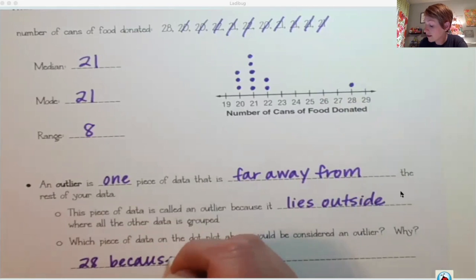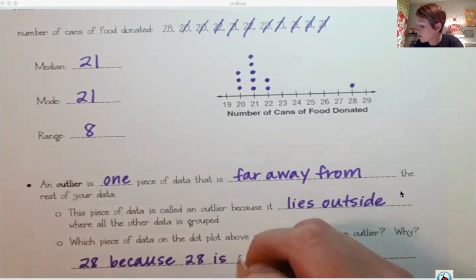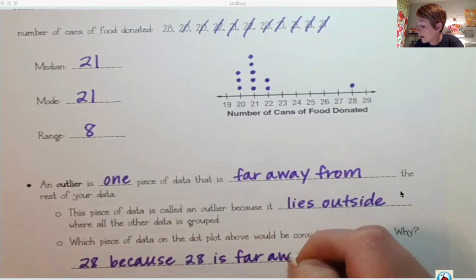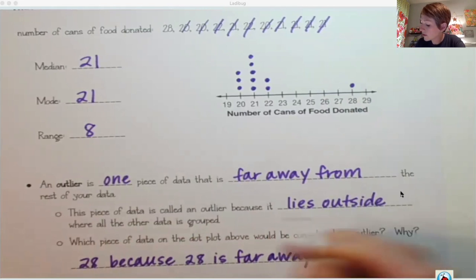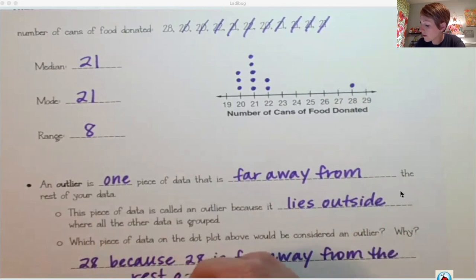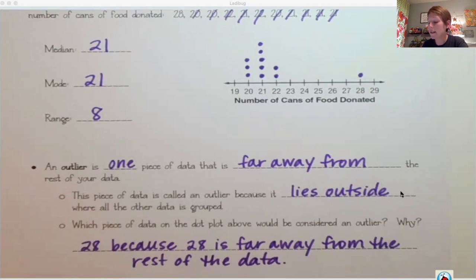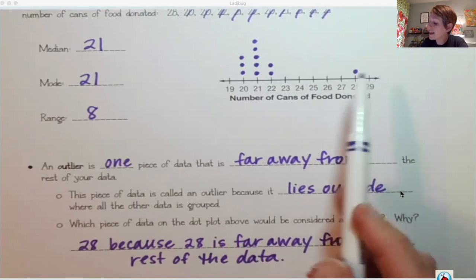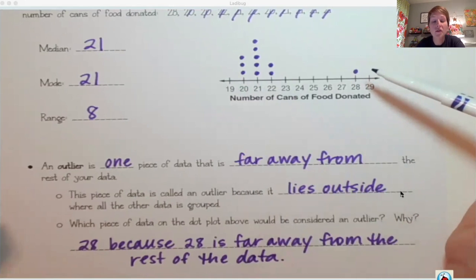because 28 is far away from the rest of the data. Or we could say that 28 is the outlier because the rest of the data is grouped between 20 and 22. Either way, 28 is your oddball. He is far away from where all the other values in my data lie.